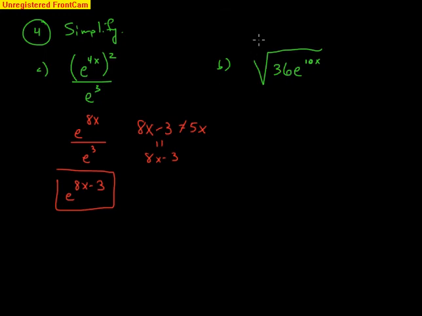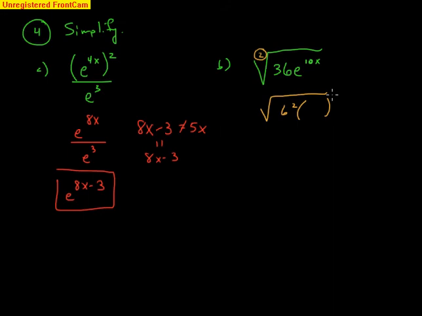Okay, next one. e involved in a radical. You have a square root. Okay, the index here is 2. It's not written. This is a 2. But it's not written. You never see it. So we need things that are squared inside here. Well, 36 is 6 squared.